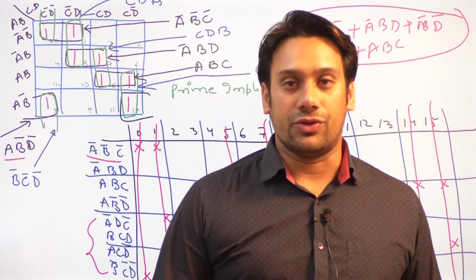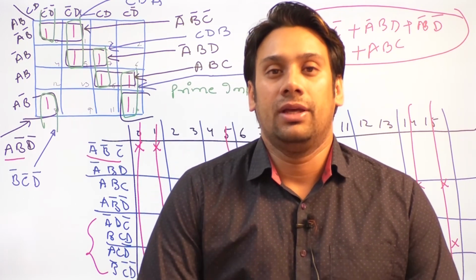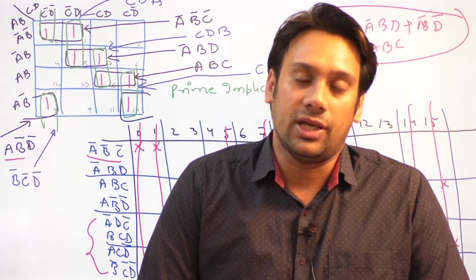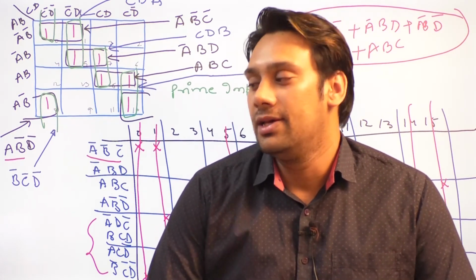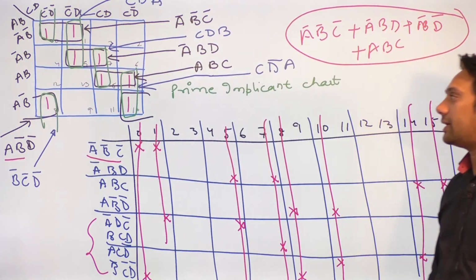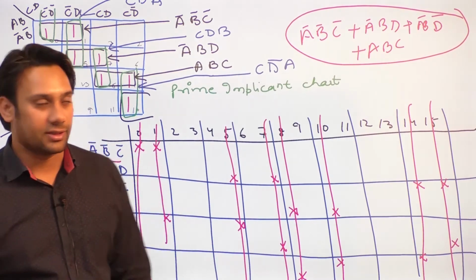So for such kinds of questions, more than one solution equation is possible. Okay? So for such kinds of questions you can also try and make a prime implicant chart.